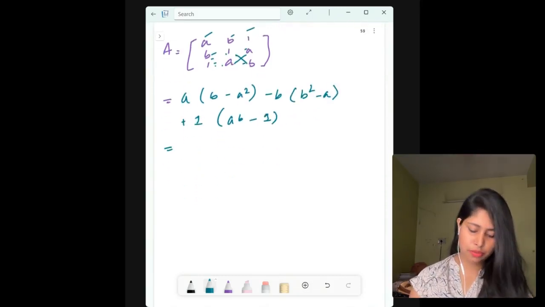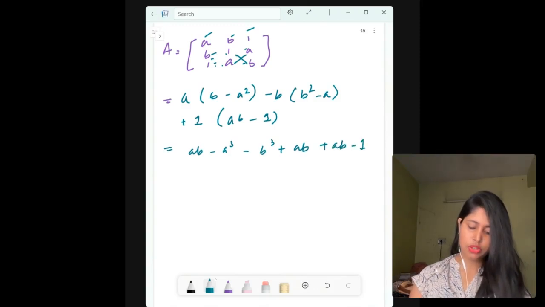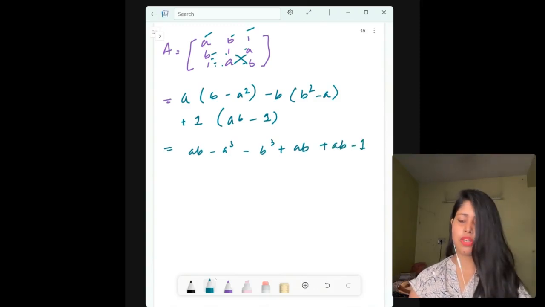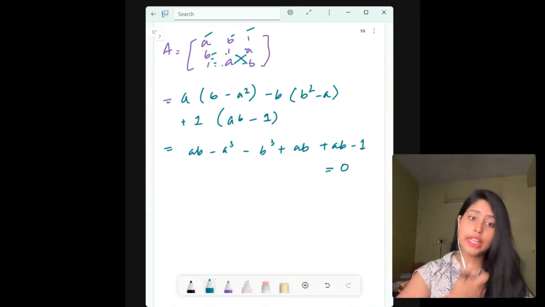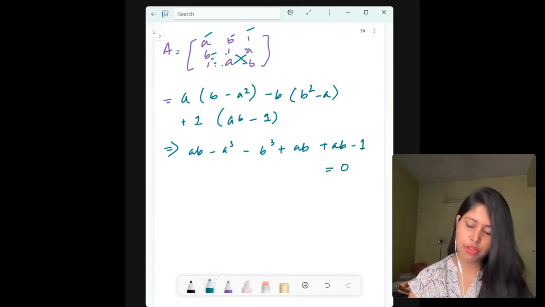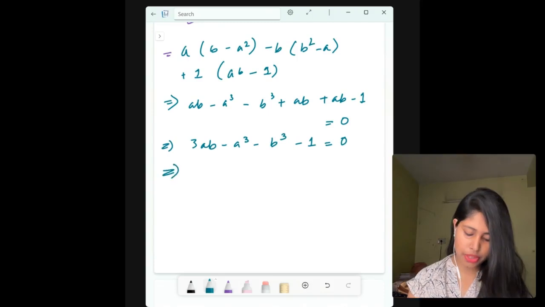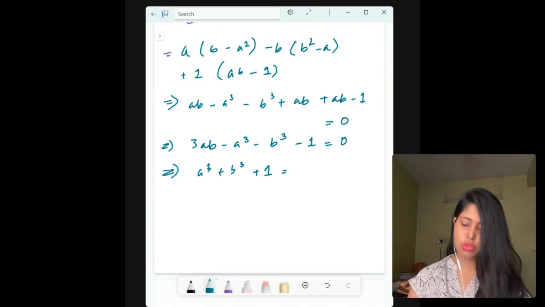So what do you get here? From here you get ab minus a cube minus b cube plus ab plus ab minus 1, which should be equal to 0, because it is given that it is linearly dependent, right? If we simplify this further, we get 3ab minus a cube minus b cube minus 1 equals 0, and this can also be written as a cube plus b cube plus 1 equals 3ab.